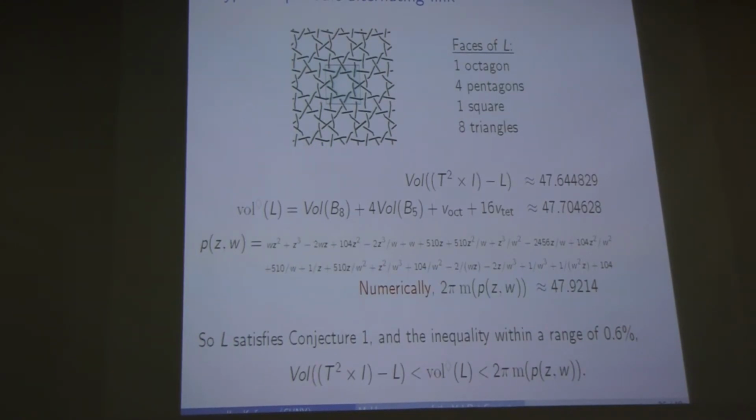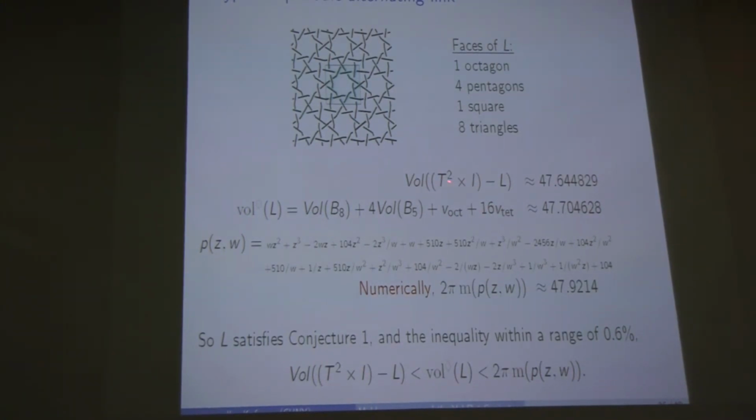So here's a typical example. I've been giving you these very special examples. Here's a kind of generic example. So this is not semi-regular. It's just something. And it has, in a fundamental domain, 1 octagon, 4 pentagons, 1 square, and 8 triangles. Okay? So here's a very nice biperiodic link with nothing special that I can see.